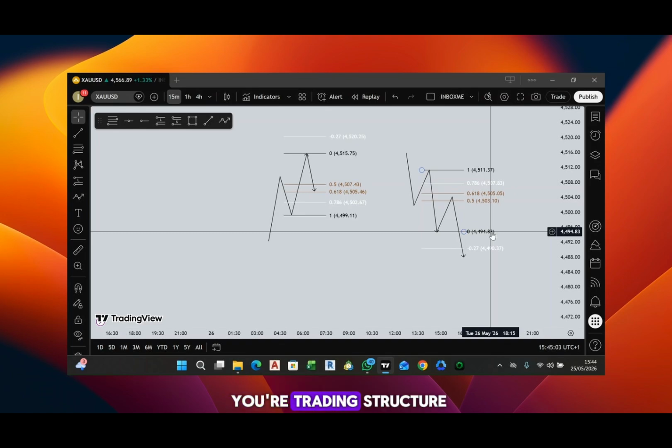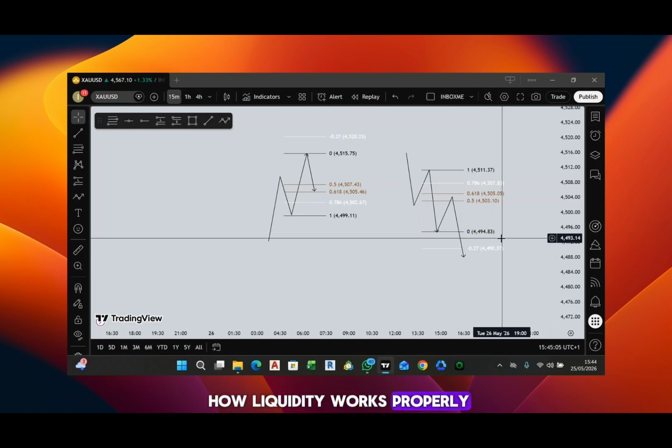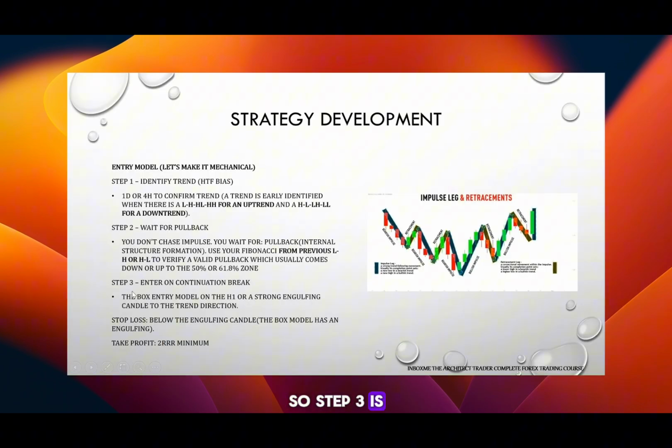I feel like if you're trading structure, you need to understand how liquidity works properly. So step 3 is that you want to enter on a continuation break. The box entry model, or maybe you're using an engulfing pattern. Those things are very, very convincing. Now the box entry model on the 1 hour or a strong engulfing candle in the trend direction, that's how you enter on the continuation break. Like I said, once we're in the discount zone, we want to start paying attention to the candle formation, so it gives you a signal to enter the market. You do not want to miss it.